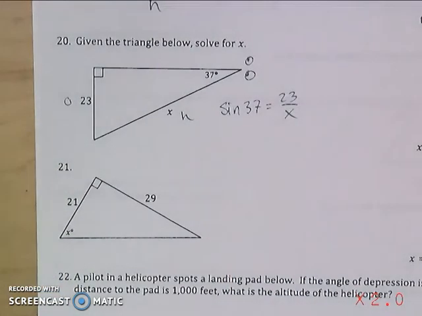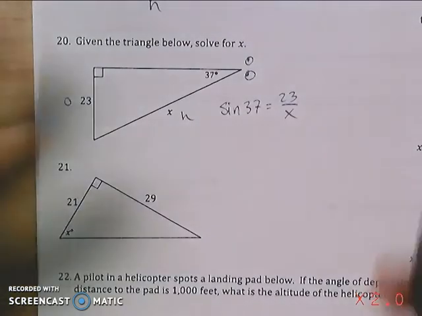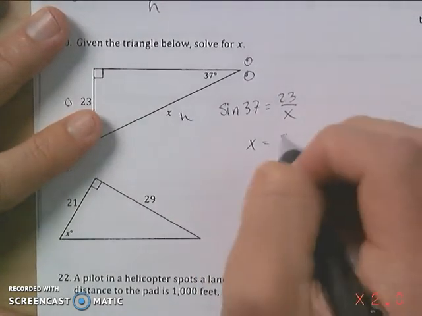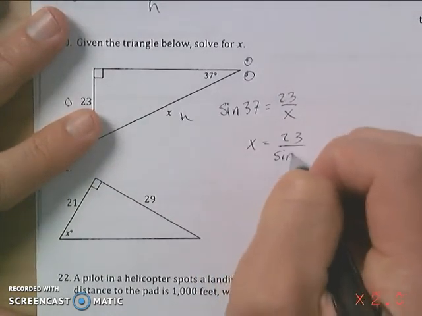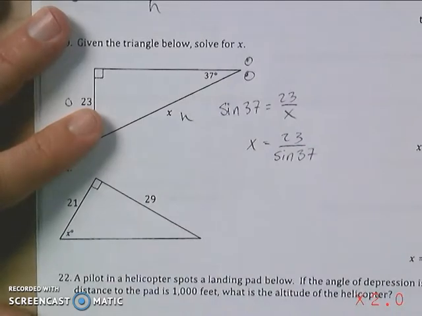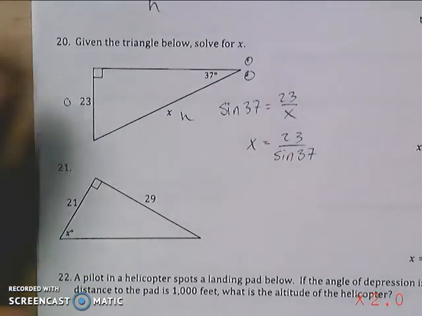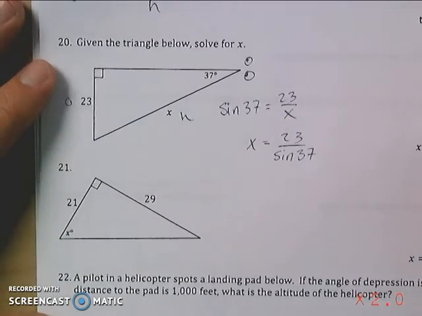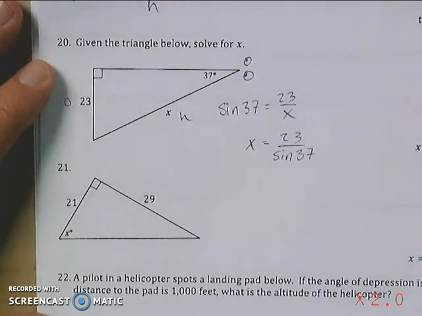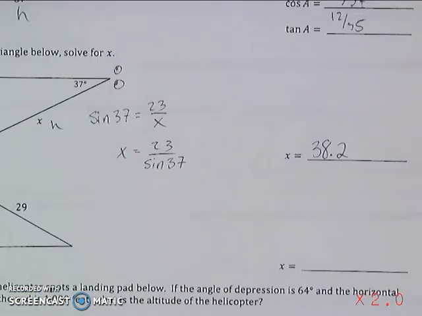You guys recall your algebra skills? We can replace or switch x with sine of 37. They can flip spots literally. So we get x equals 23 over the sine of 37. When doing that, we just plug that into our calculator, which I think I've already done. And I got 38.2. Okay.